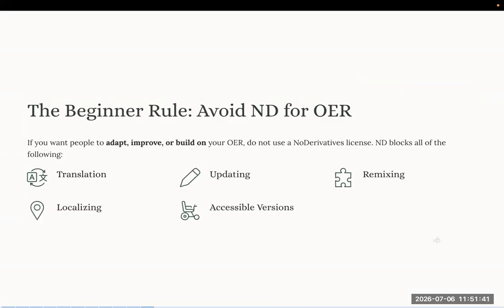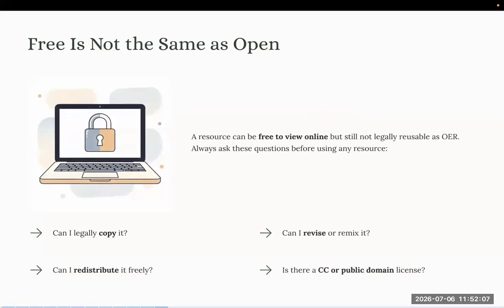So beginner rule, avoid ND, because that means we can't translate it into different languages, and we need to be able to translate it. It also means that we're going to struggle with accessibility versions. So the IBC OER committee cannot pay you if you put it under an ND. However, anything other than that, as long as it's an OER, is considered an OER. Localizing, we want to be able to remix them. We need to be able to adapt them and improve them over time, and we can't do that if it's an ND.